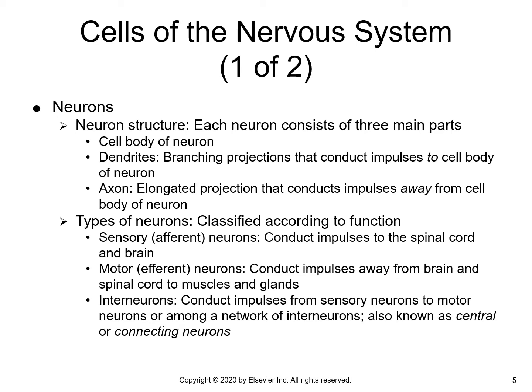Motor neurons are efferent. That conducts impulses away from the brain and spinal cord to muscles and glands. Afferent, which I just said incorrectly, conducts impulses to the spinal cord and the brain. So in other words, forgive me for that error.